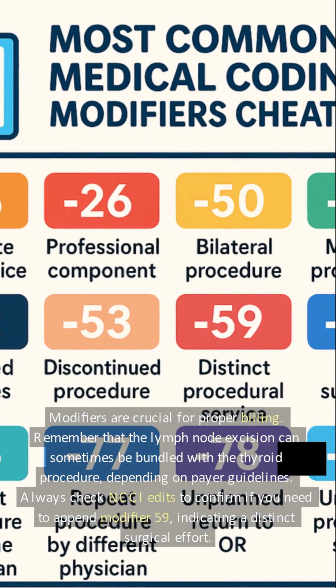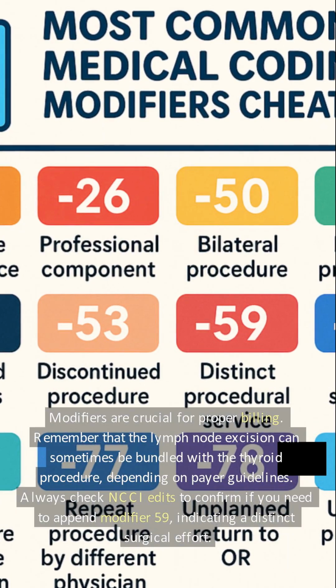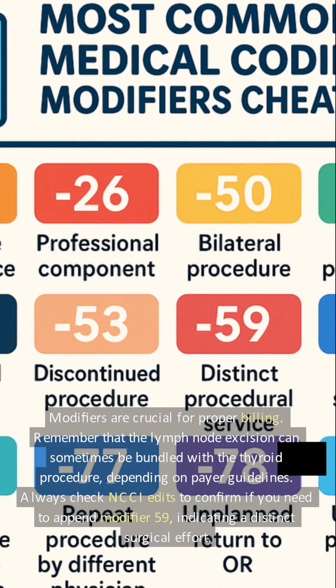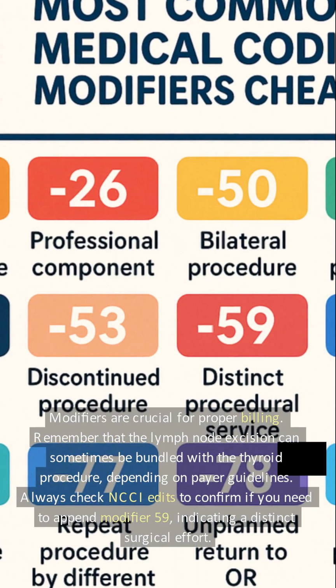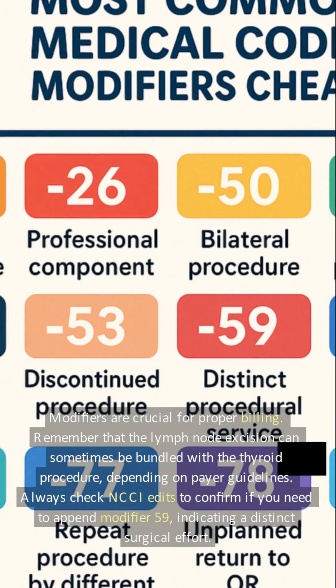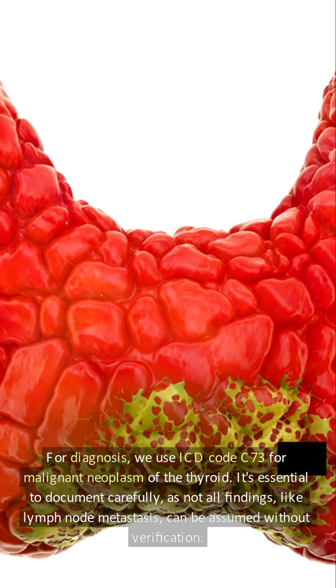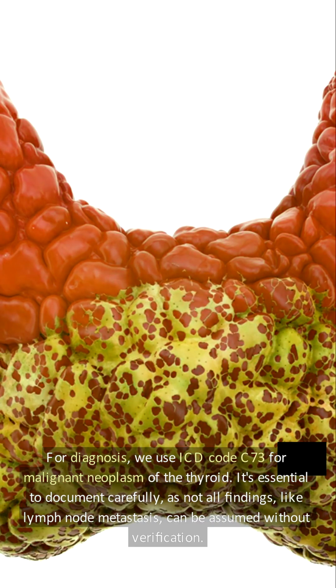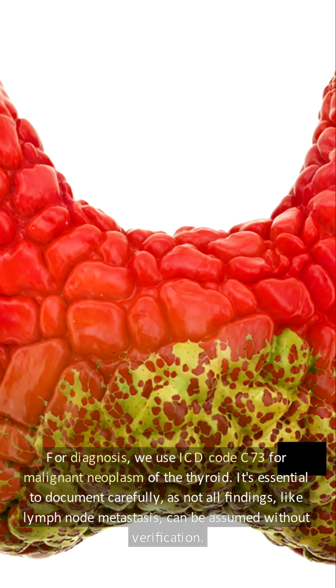Remember that the lymph node excision can sometimes be bundled with the thyroid procedure, depending on payer guidelines. Always check NCCI edits to confirm if you need to append modifier 59, indicating a distinct surgical effort. For diagnosis, we use ICD code C73 for malignant neoplasm of the thyroid. It's essential to document carefully, as not all findings, like lymph node metastasis, can be assumed without verification.